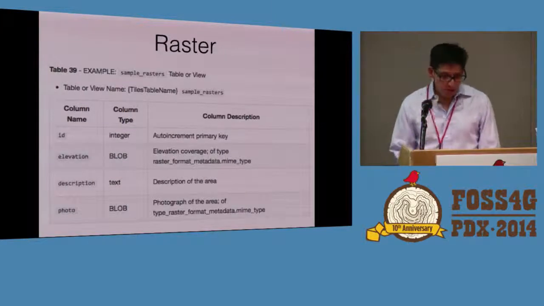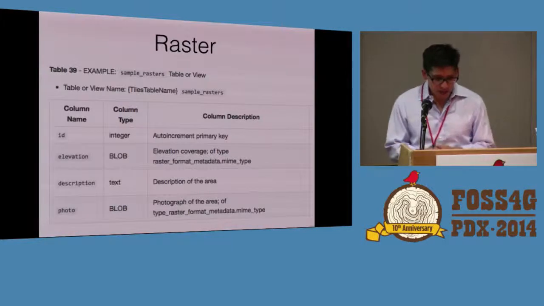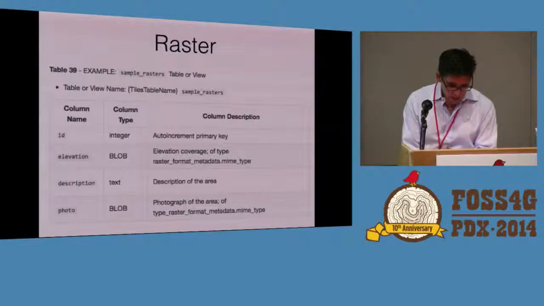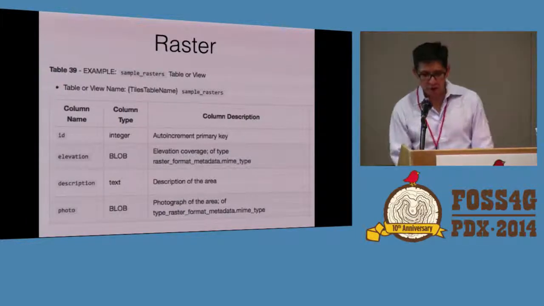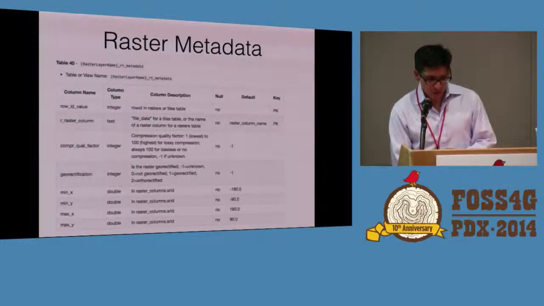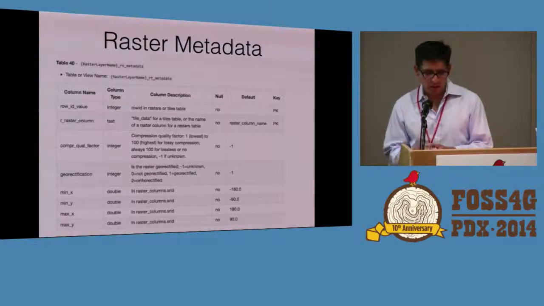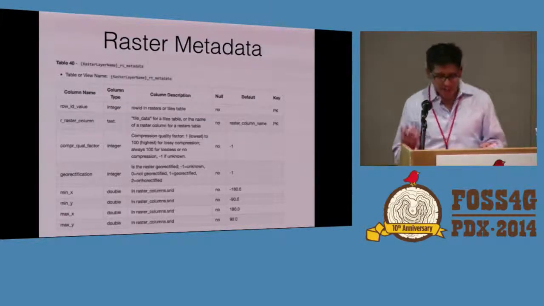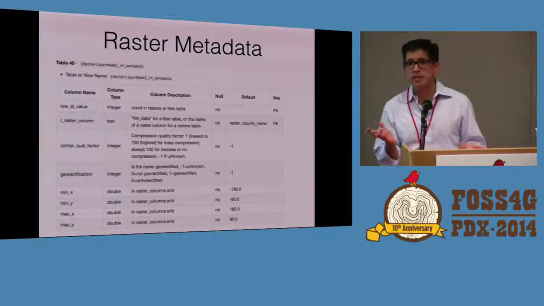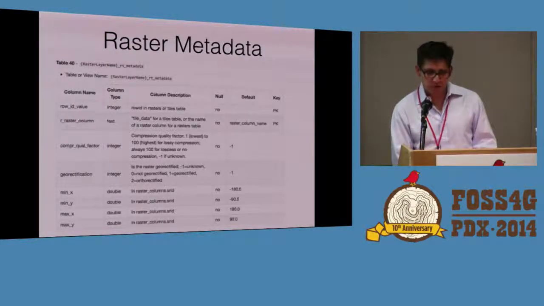Now, for raster, we have different information that we want to capture. We can capture, for example, the elevation coverage, and we can provide an image, like a photograph of the area. We also provide the raster metadata so you can process it, so you can capture information about whether it was geo-rectified or ortho-rectified, what the bounding box is, and what the minimum and maximum location of that raster is.